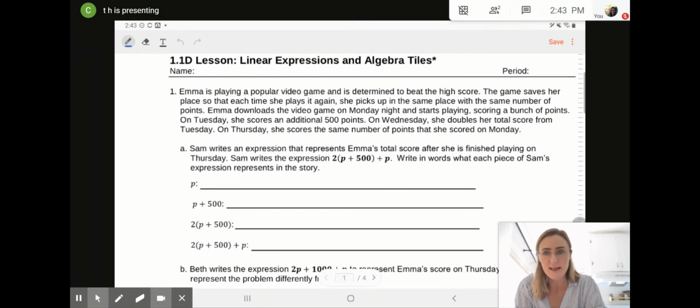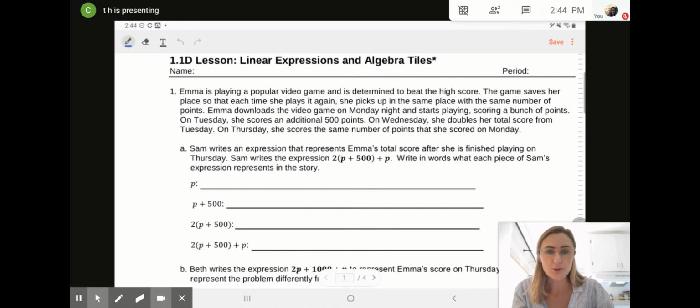So let's jump in. Emma is playing a popular video game and is determined to beat the high score. The game saves her place so that each time she plays it again, she picks up in the same place with the same number of points. Emma downloads the video game on Monday night and starts playing, scoring a bunch of points. On Tuesday, she scores an additional 500 points. On Wednesday, she doubles her total score from Tuesday. On Thursday, she scores the same number of points that she scored on Monday. Sam writes an expression that represents Emma's total score after she is finished playing on Thursday.